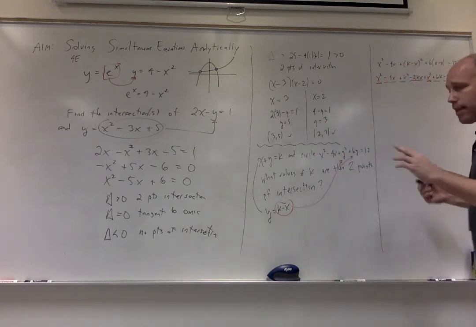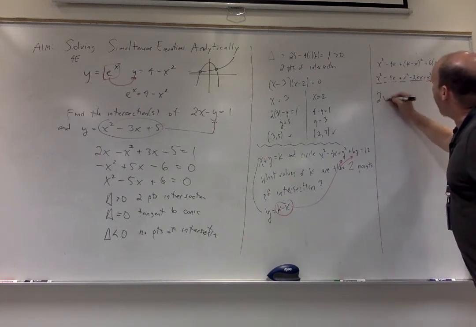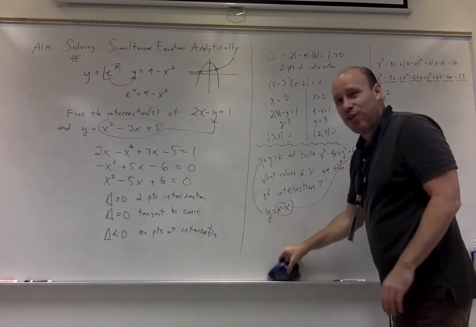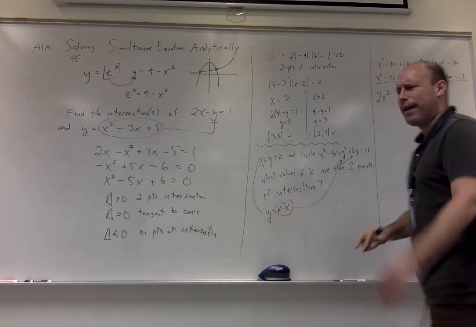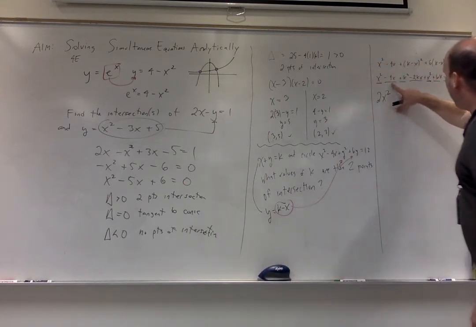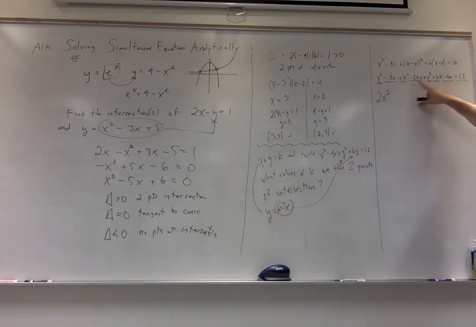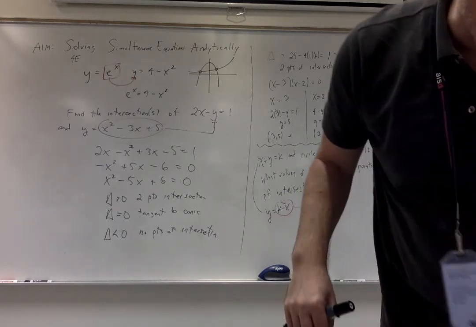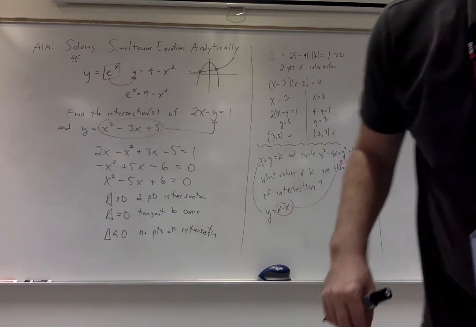So let's organize this a little better. We have 2x squared. You know what? Maybe I should use different colors? Nah, we're good because you're big kids, right? What do we have here? Negative 4, negative 6, negative 2k, so minus 10 plus 2k, x, plus k squared plus 6k minus 12 equals 0. Sorry. Nice. Okay.